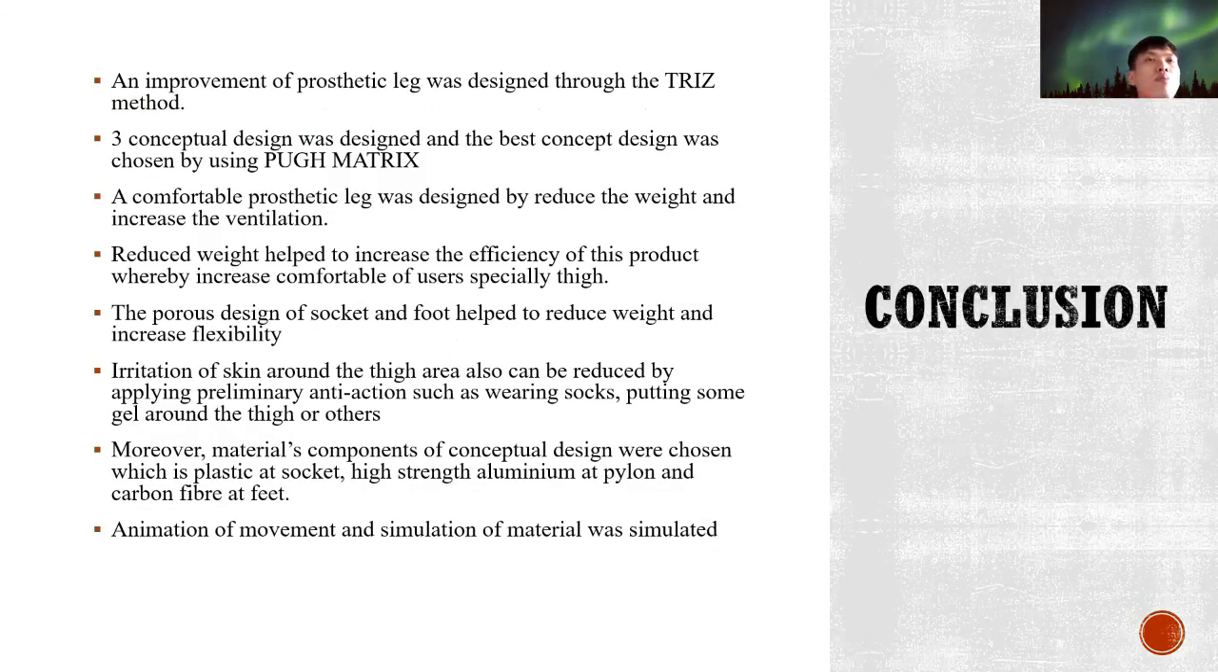So in conclusion, the improvement of the prosthetic leg was designed through the TRIZ method, and 3 conceptual designs were designed, and the best conceptual design was chosen by the Pugh matrix. A comfortable prosthetic leg was designed by reducing the weight and increasing the ventilation. Reduced weight helped to increase the efficiency of this product and increases the comfort of the user. The porous design of the socket and foot helps to reduce the weight and increase the flexibility. Irritation of the skin around the thigh area can also be reduced by preliminary actions such as wearing a sock and putting gel around the thigh.